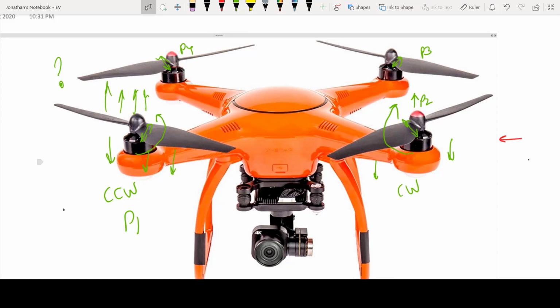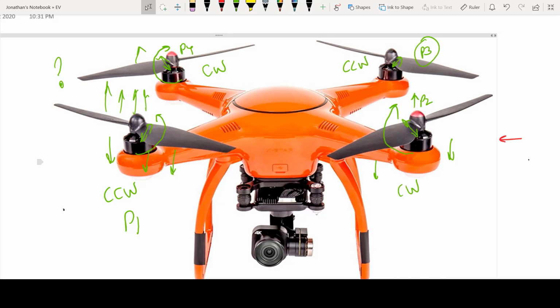Now, P4 has the same angle of attack as P2, so effectively for P4 to move upwards, it will also need to move in a clockwise direction. So let's write clockwise. And last, we've got P3, whose angle of attack is the same as P1. So we will also put P3 as counterclockwise.